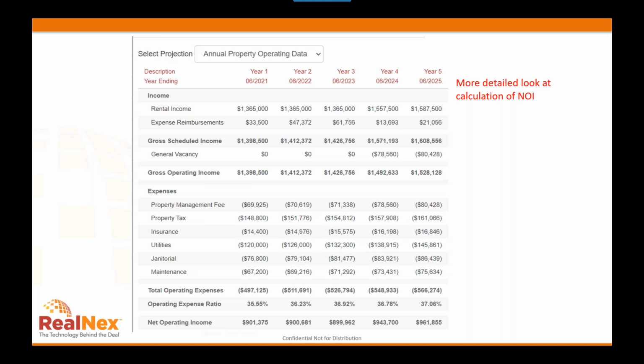It's always good to make sure the expense ratio is in line with what you're seeing for other properties and different reports you can get from different organizations on what typical expense ratios are.